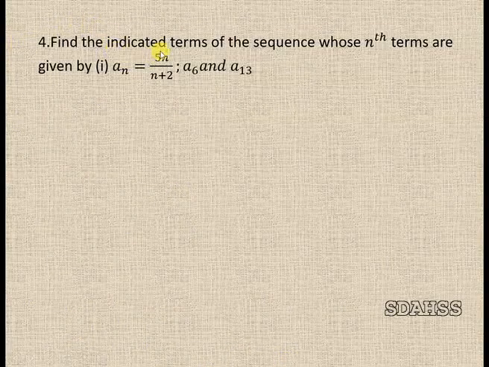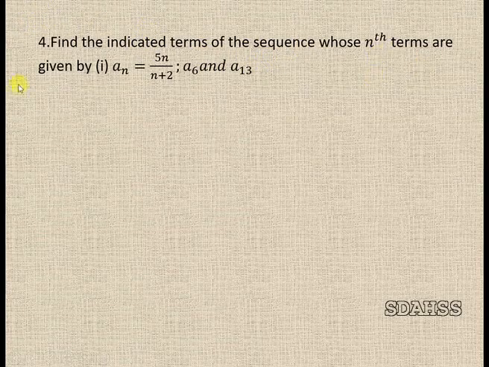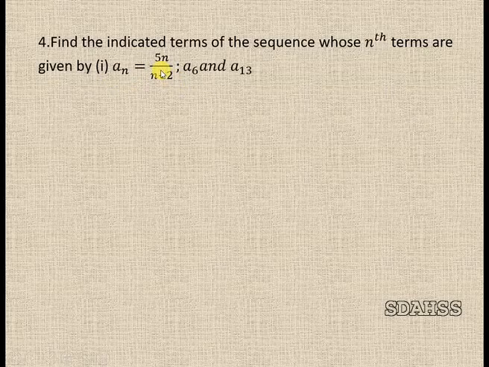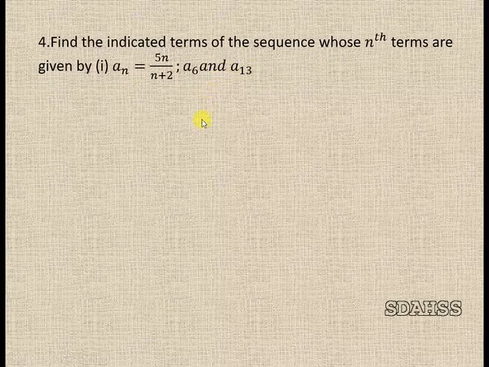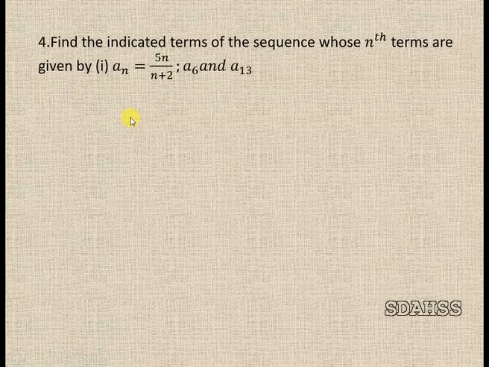Fourth sum. Find the indicated terms of the sequence whose nth terms are given by subdivision 1. a_n is equal to 5n divided by n plus 2, comma a_6 and a_13. You have to find a_6 and a_13. Substitute n is equal to 6 in the given nth term.